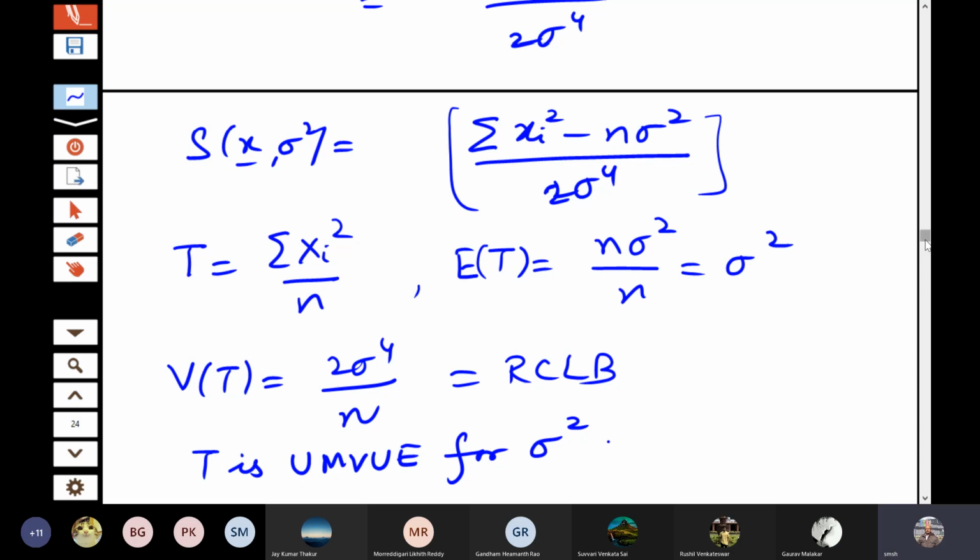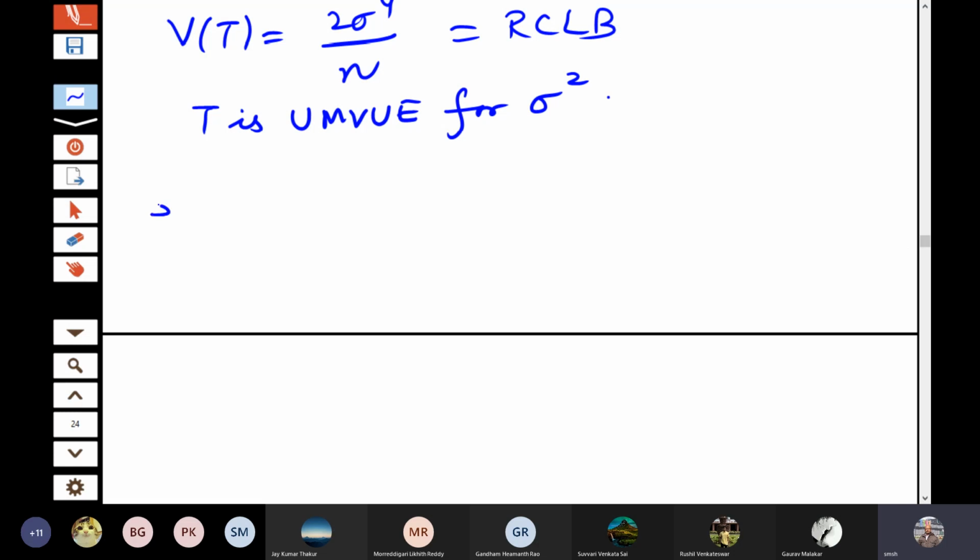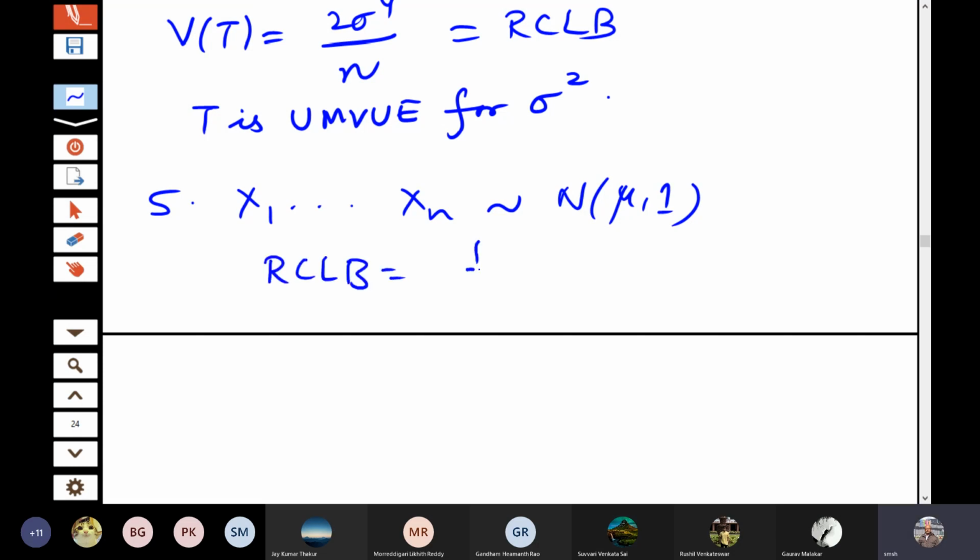So I gave you the next problem, normal mu, 1. For this one, what is the answer? Sir, 1 by n. 1 by n. The Rao-Cramer lower bound is equal to 1 by n. What is the MVUE here? Again, if you use the same methodology, what will you get? X bar. So the variance of X bar is 1 by n. So X bar is the UMVUE here.